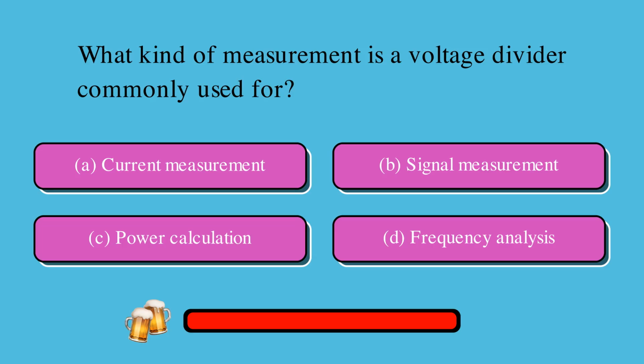What kind of measurement is a voltage divider commonly used for? Is it A, current measurement, B, signal measurement, C, power calculation, or D, frequency analysis? The correct answer is B, signal measurement.